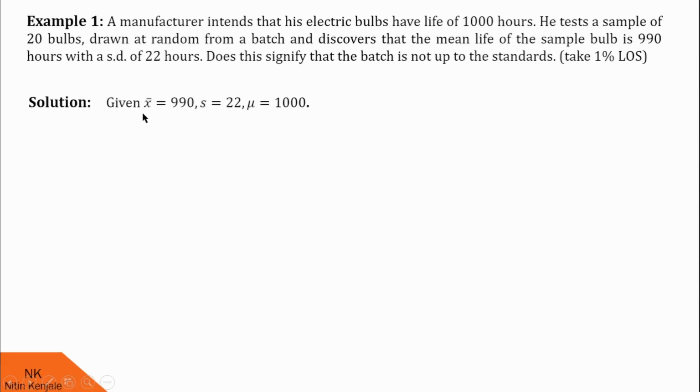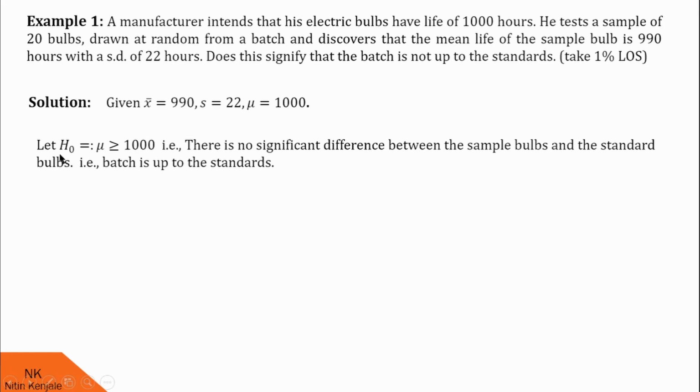Here given that x bar, that is the sample mean, is 990 hours, the standard deviation of the sample is 22, and the population mean mu is 1000. First of all, we will define H0 and HA. Here we should define H0 as there is no significant difference between the sample bulbs and the standard bulbs. That is, the batch is up to the standards. Since a standard bulb has a life of 1000 hours and we are saying there is no significant difference between the sample bulbs and the standard bulbs, we should assume that mu is greater than or equal to 1000.